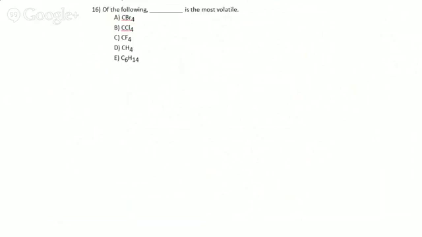16. Of the following, blank is the most volatile. All right, so you got to know what volatile is. A little embedded vocab question there. Volatile has to do with how easily it goes into the gas phase. If you think of gasoline, gasoline is pretty volatile. Filling up your car, you can smell it. That stuff is vaporizing pretty quickly without much problems. It's just like, oh, in the gas, it's volatile.